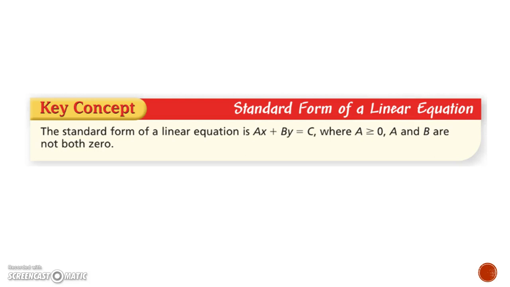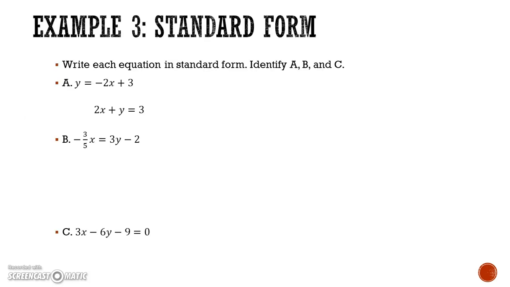Okay, so we're going to write the equation in standard form and identify a, b, and c. So we have the original equation first, and then we're going to add 2x to each side. So we get 2x plus y equals 3. So therefore a is 2, b is 1, and c is 3.